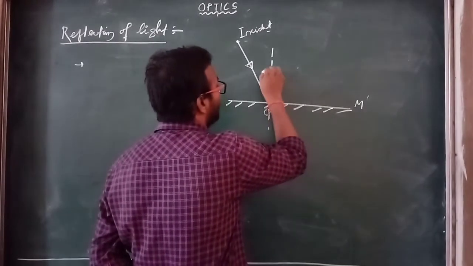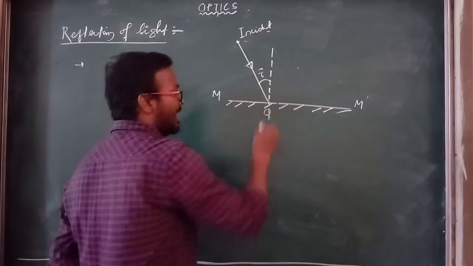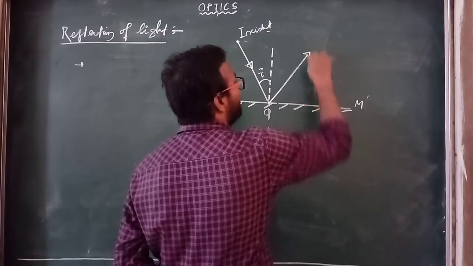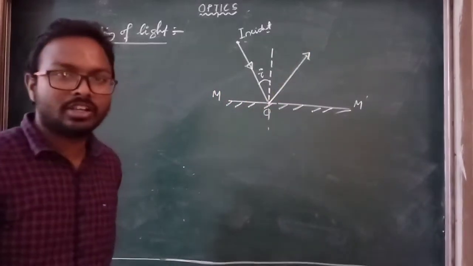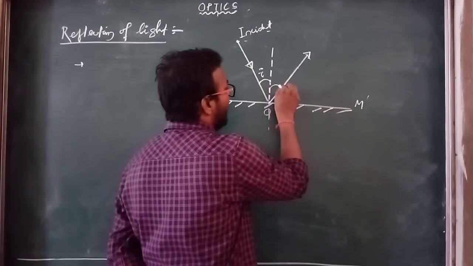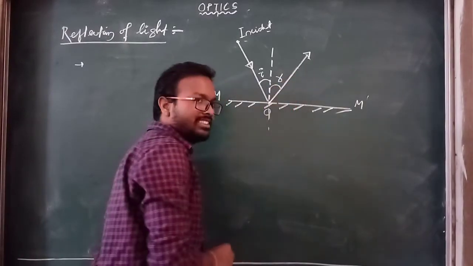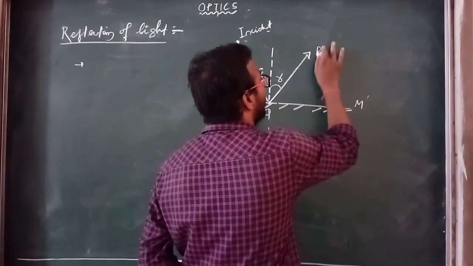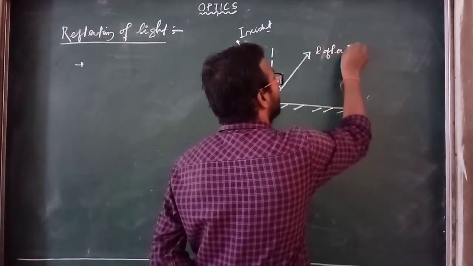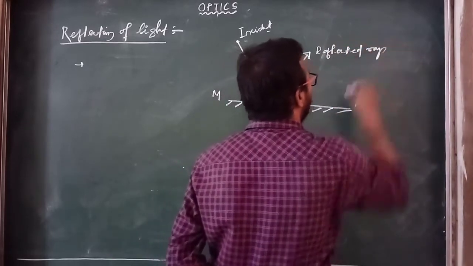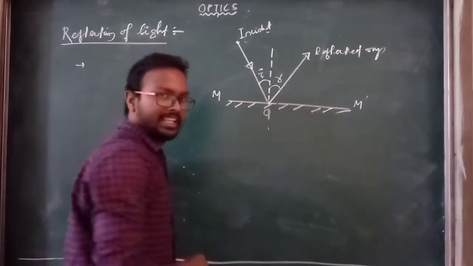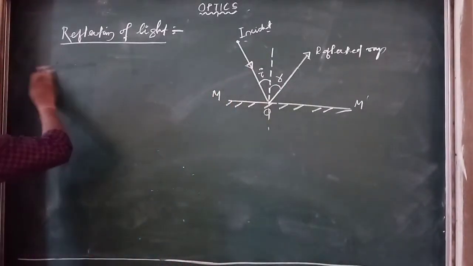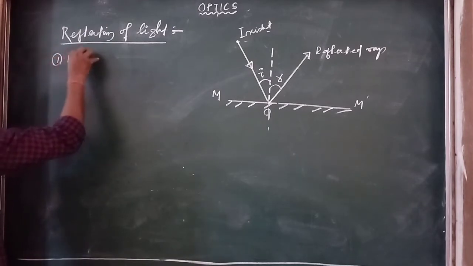This angle is known as the angle of incidence. After incidence at this point, the light reflects back to its original medium. When light reflects back to its original medium, it makes an angle R, and this R is known as the angle of reflection. This light is known as the reflected ray. This angle is the glancing angle. Clear? Okay.